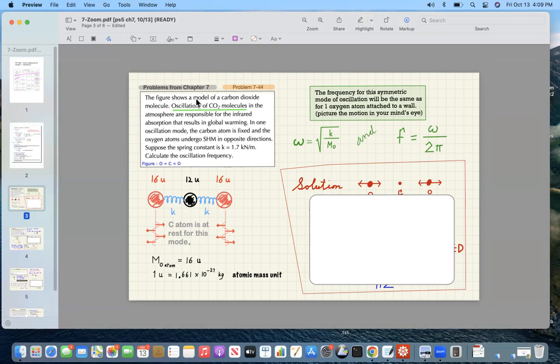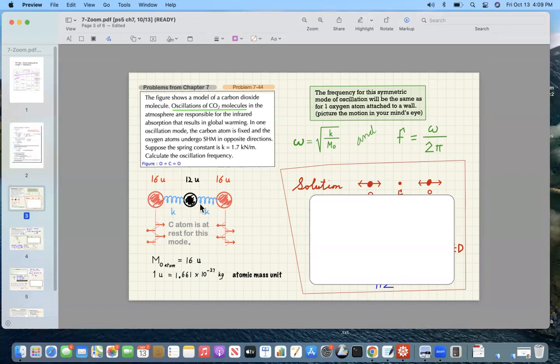So here's a case of oscillations of a molecule. And we'll take as an example the carbon dioxide molecule. So this is in the homework assignment, and it's problem 44 in chapter 7. Now, a carbon dioxide molecule has this form. It's one carbon atom and 2 oxygen atoms, and it's a linear shape. So you've got the carbon atom in the middle and the 2 oxygen atoms on both sides. And it's just a straight line form.